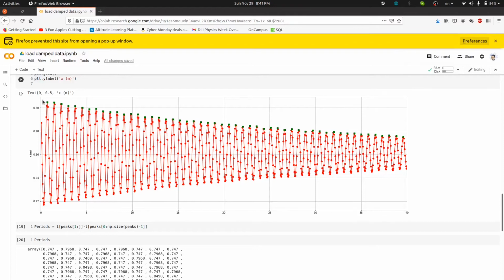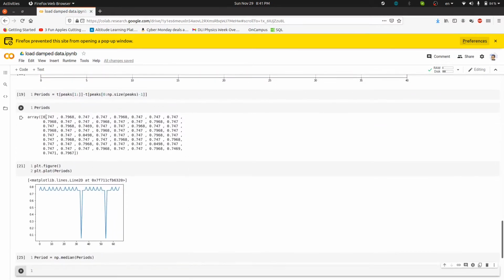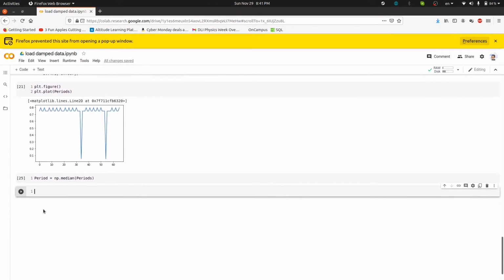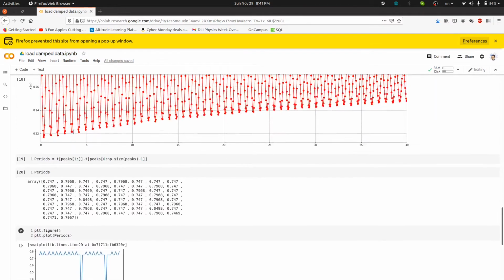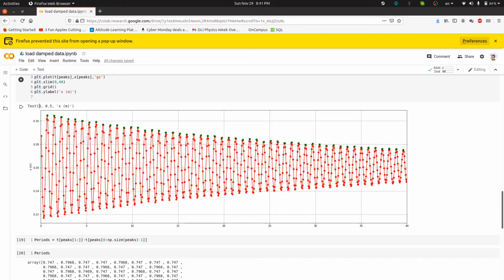Welcome back. Previously we saw how to find the locations of these peaks, how to find the indices of the peaks, and we found the value of the period by taking the median of all the periods that we measured, and we found that that was about 0.747 seconds. Now, what we'd really like to see, our next step in analyzing this data, is what is the rate of decay of these peaks.